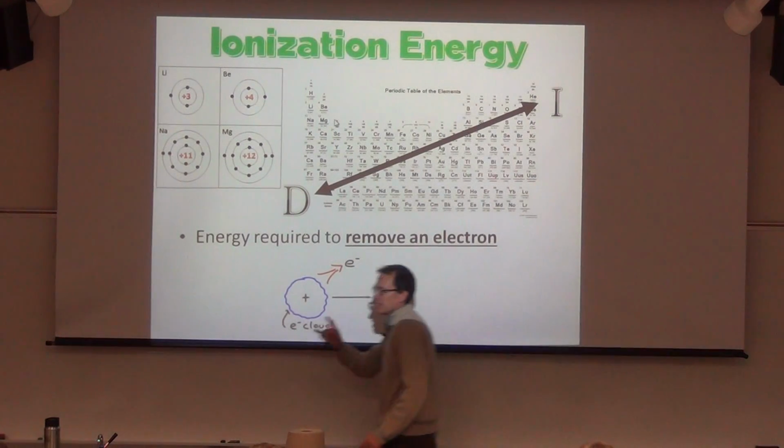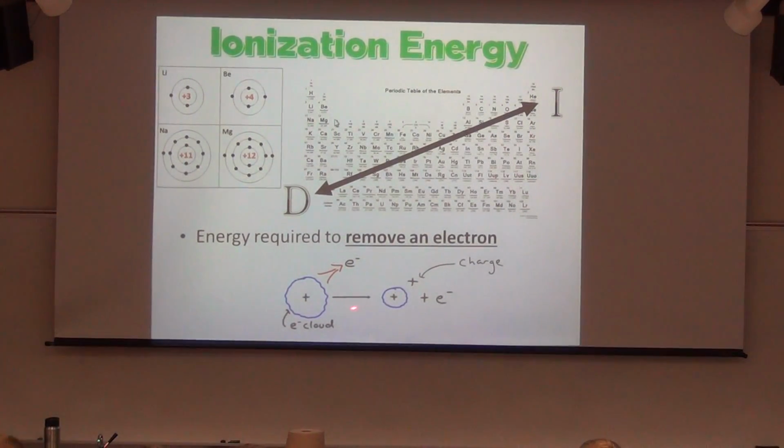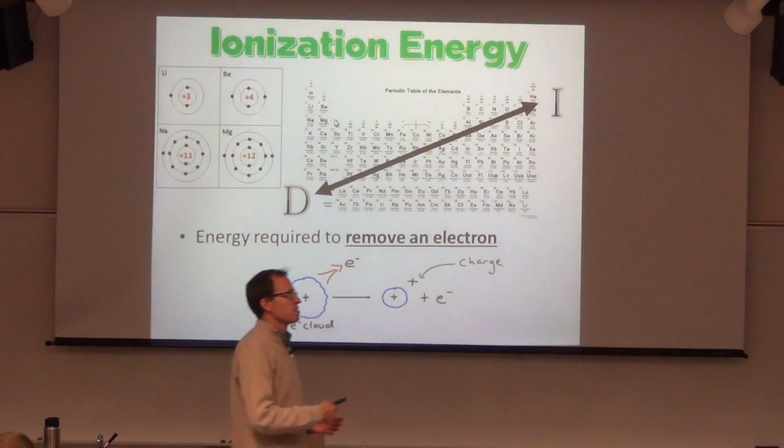Okay? So you need to know this. When you remove an electron, it becomes smaller. An atom becomes smaller when it becomes a positive ion, when I remove an electron.